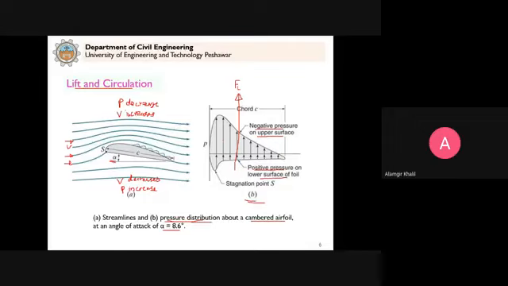Now the next question is why the velocity increases at the top surface and decreases at the bottom surface. Now we come to explain why this happens, that this gives rise to this pressure distribution diagram, and because of this it results in this net upward force acting on this body.